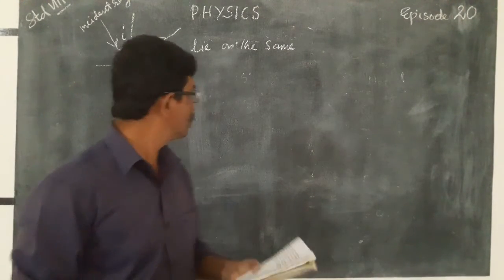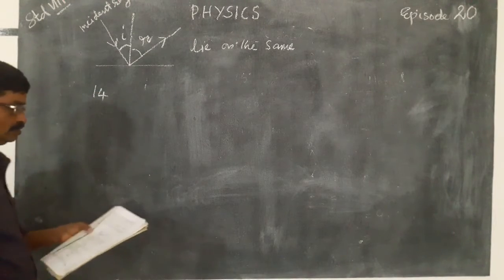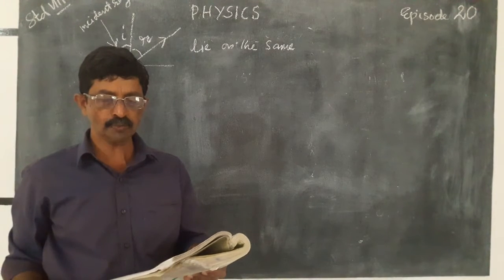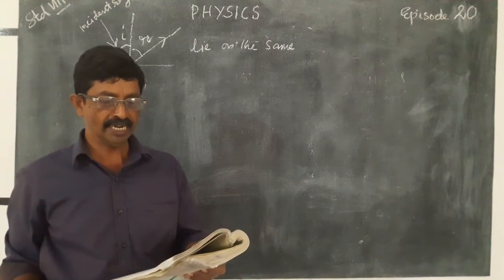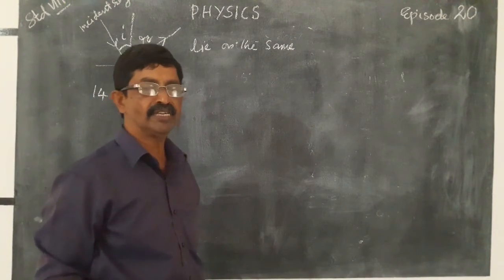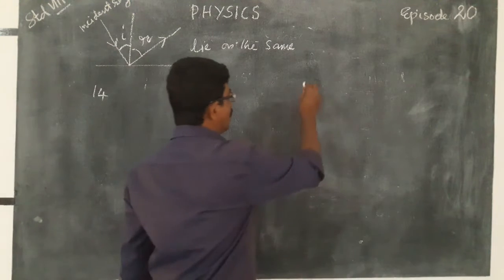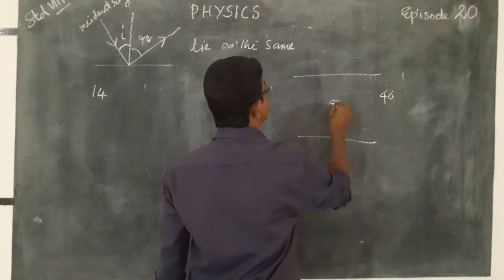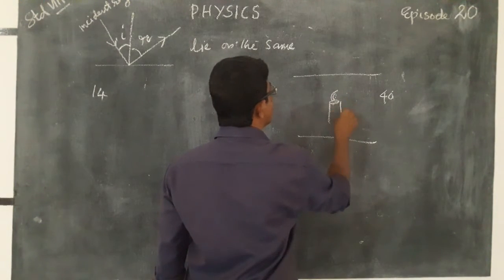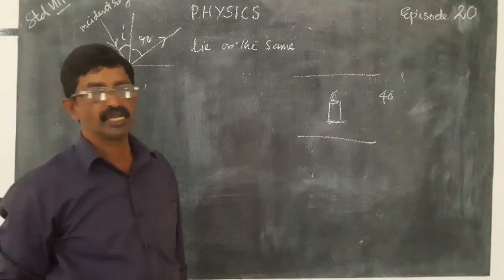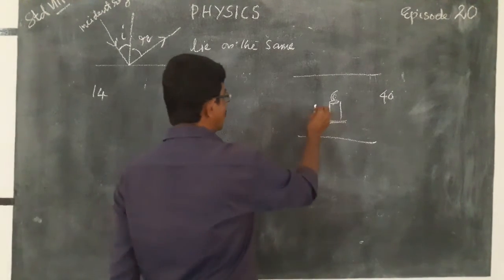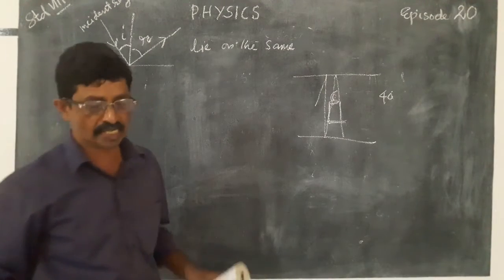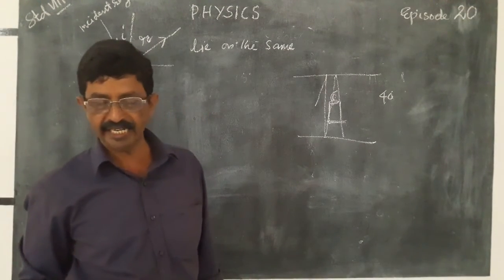Now question number 14 to all. How many images of a candle will be formed if it is placed between two parallel plane mirrors separated by 40 cm? Here some candle is placed there. We can see a very large number of images. Light reflected from this one will reflect by this one, again light reflected by this one. So we can see numerous images of that candle.